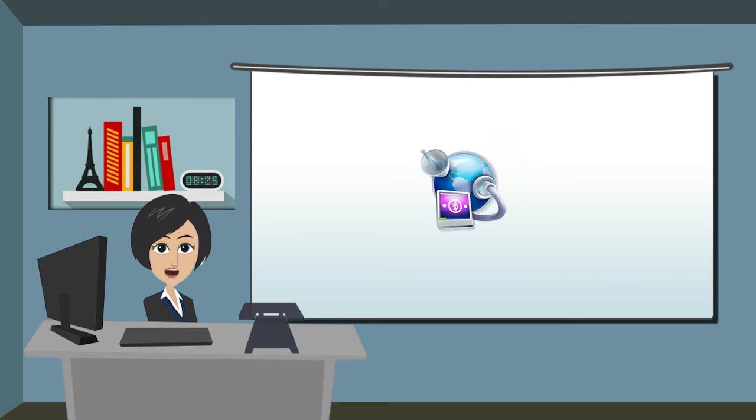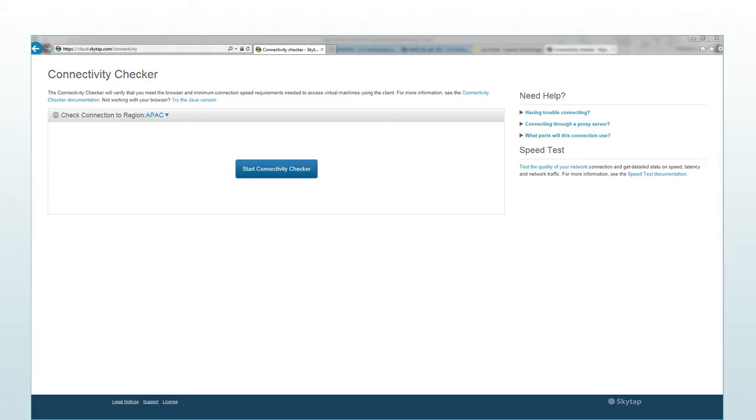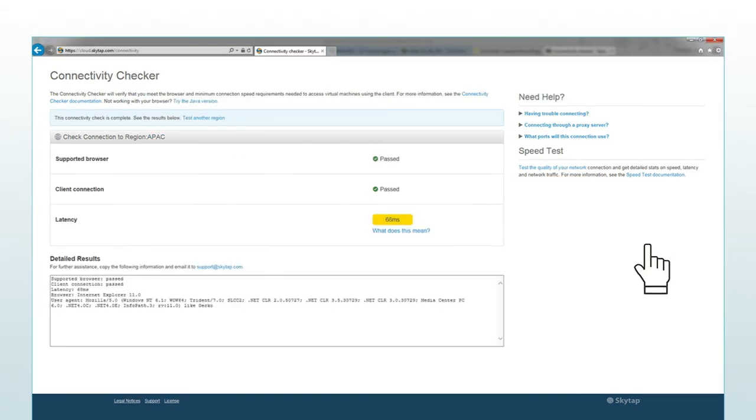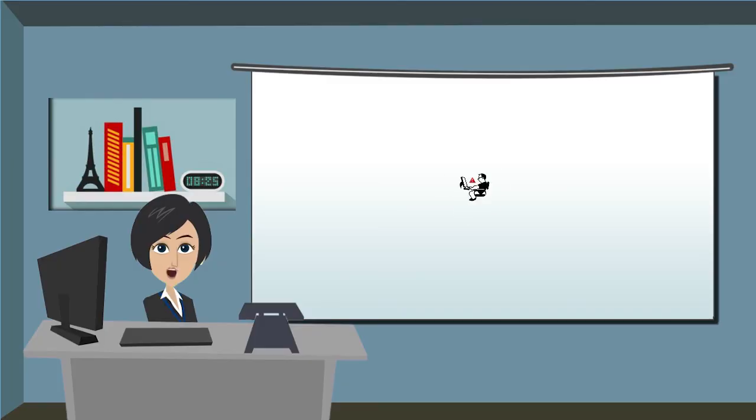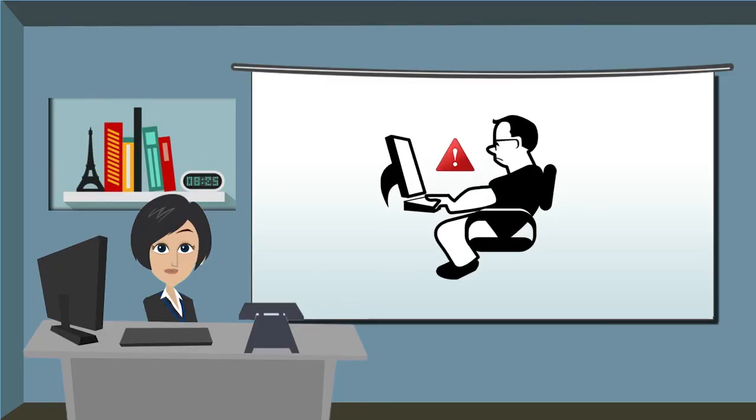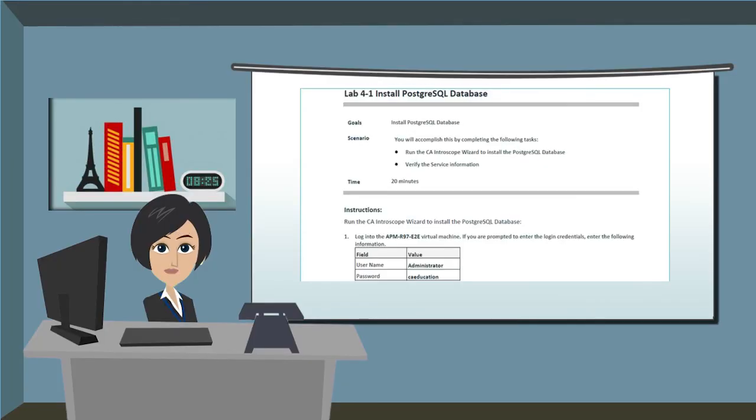5. If you experience any lab connectivity issues, please run the connectivity checker. For additional troubleshooting, click the Additional Documentation listed under the Need Help section over on the right side of the connectivity checker page. 6. If you get stuck while performing the lab, please review the steps and the screenshots available in the lab guide carefully.